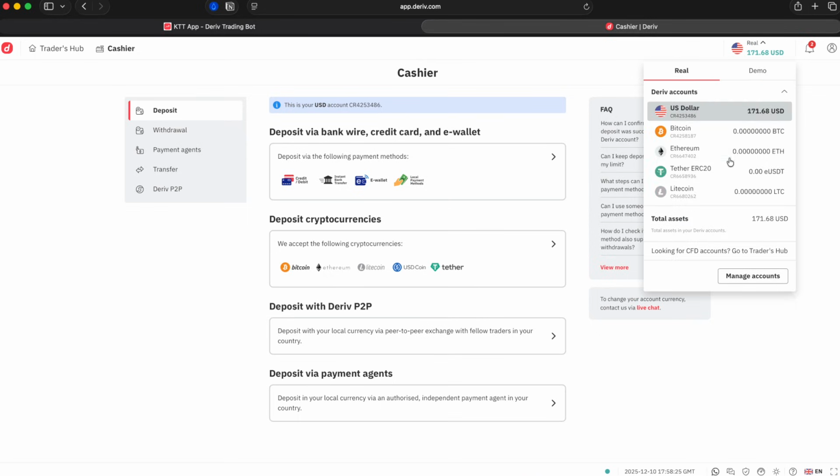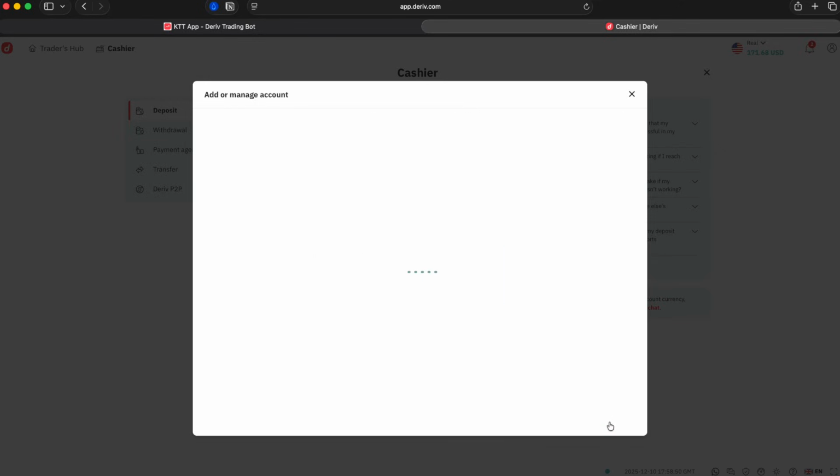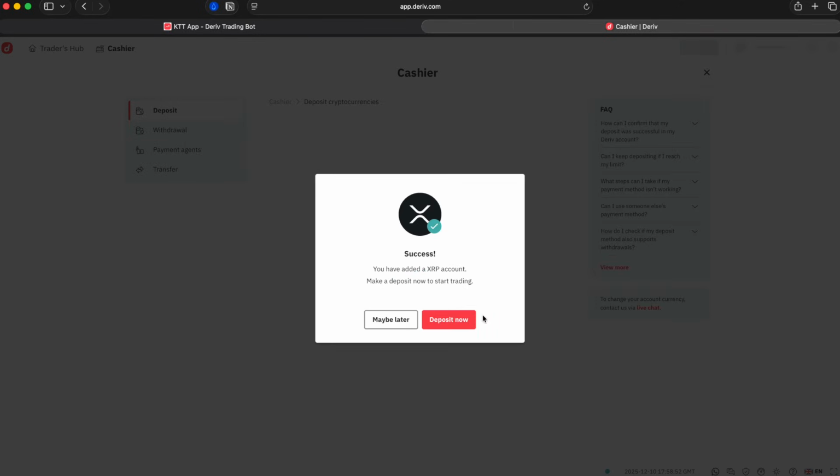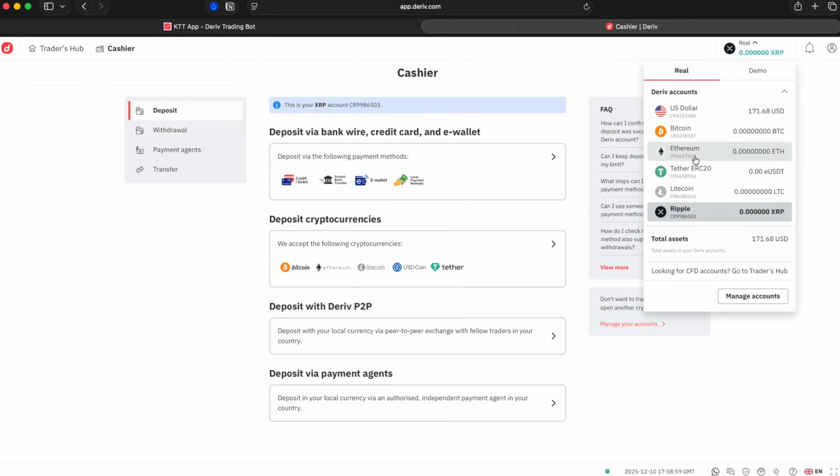So in the real account, if you want to add other accounts, the Deriv platform gives you the ability to add them. If I go to manage my accounts, you can see I have Bitcoin, Ethereum, Litecoin, and Tether US. If I want to add Ripple, I just click here and I add, right? I'll deposit later. So if I go to here, I'll now have 6 accounts.